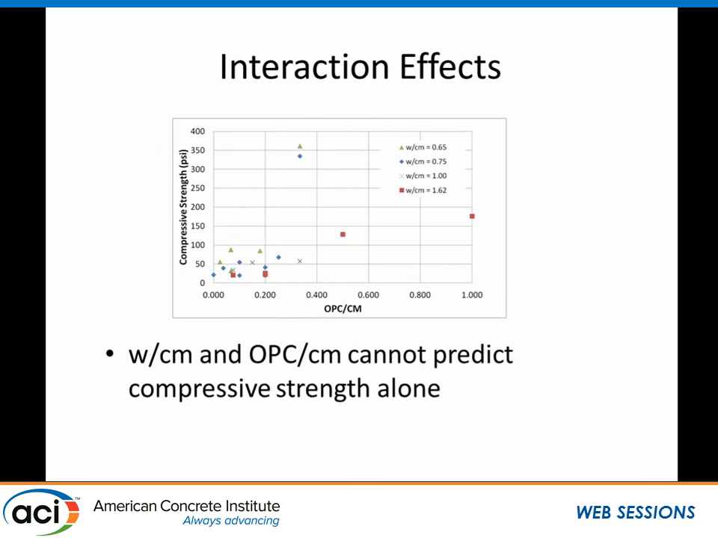So part of the conclusion of this set, as we anticipated and hoped for, and one reason we were using experimental or statistical design, was that we anticipated an interaction between these three primary variables we were studying, and that one of them by itself would not be sufficient to characterize a mix design's performance. So for example, here it says water cement ratio or OPC over cementitious ratio cannot predict compressive strength alone. And therefore, we need the partnership of these three parameters together to really predict our behavior.